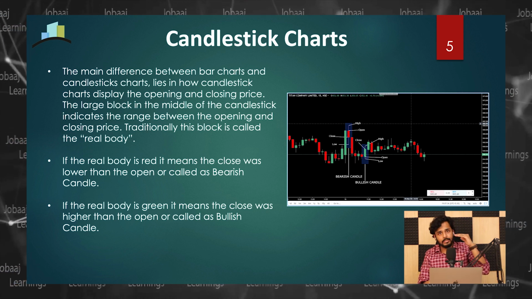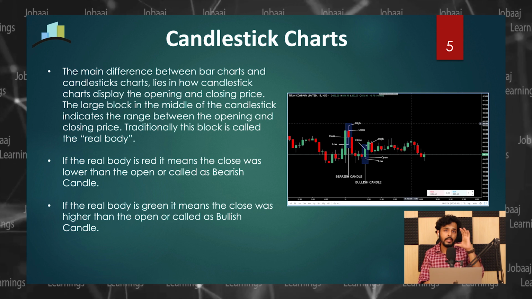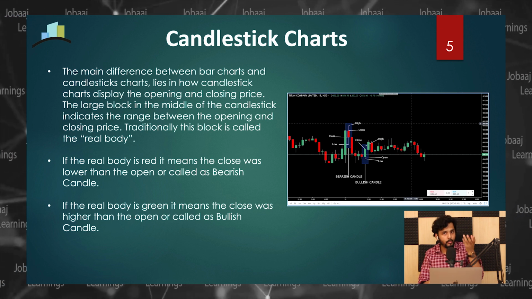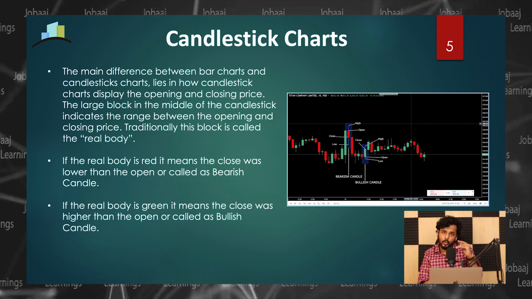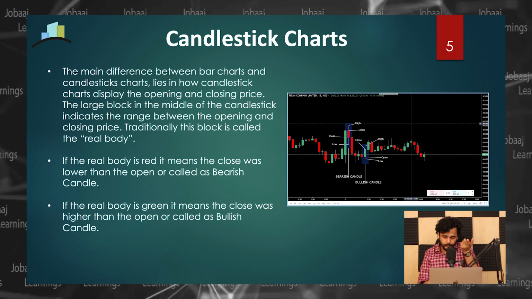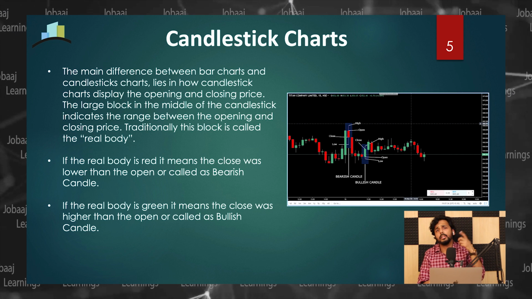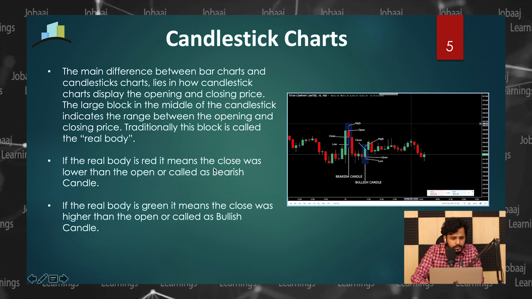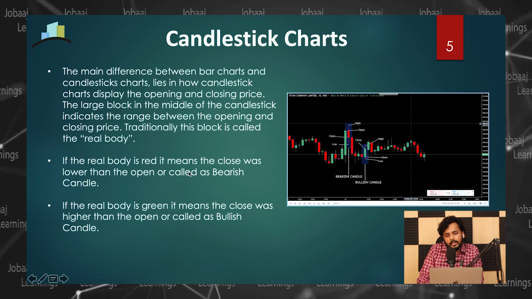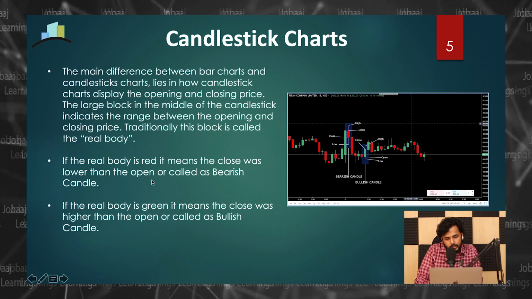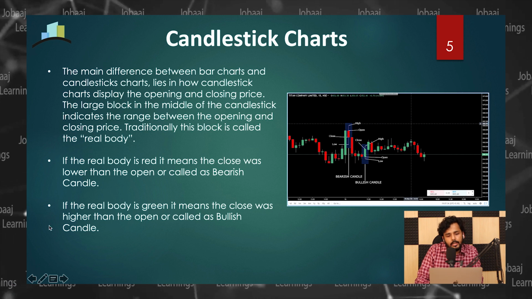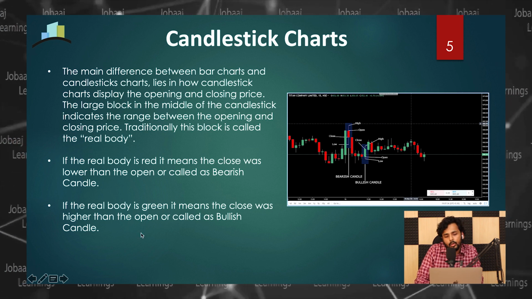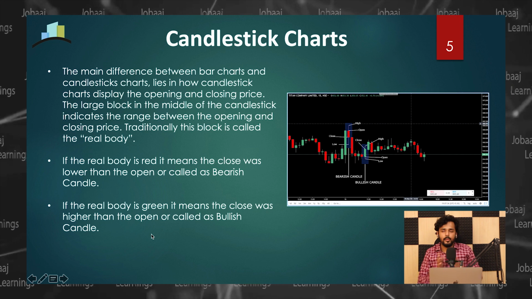Suppose if the open is less and the close is higher, it is a green candle, which can also be called the bullish candle. And suppose the open is higher and the close is lower, it is the red body, or we can say the bearish candlestick, right guys? So if the real body is red, it means the close was lower than the open, or called the bearish candle. If the real body is green, it means the close was higher than the open, or called the bullish candle. So guys, I have covered all this.